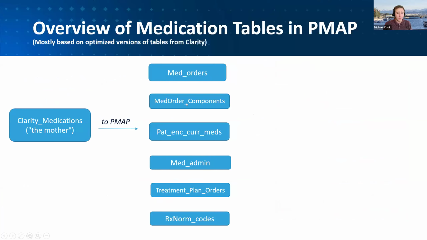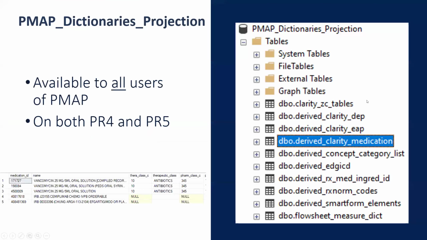I don't believe, I'd have to double check our whole ETL code to be sure, I don't think we use med order components, PAD and current meds, definitely not treatment plan orders to build the table. So you can keep that in mind as we're going through it. Derived med orders and derived med admin are the main tables that are used to build the OMOP table. Were there any other questions I should answer right now? I think you're good. Thanks.